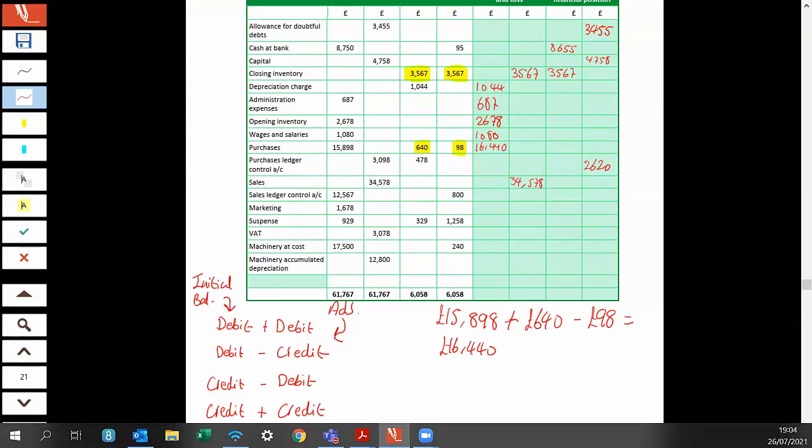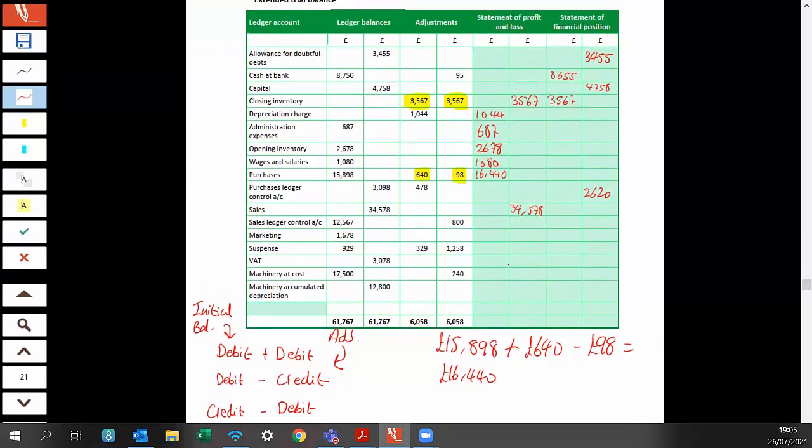Sales ledger control account. Well, we know where the purchase ledger control account sits. It sits on the SOFP. So the sales ledger control account stands to reason is going to be the same, isn't it? This is our asset. This is what customers owe to us. So we've got a debit balance of 12,567. We're going to deduct the credit adjustment of £800. That'll give us a total figure that we're going to transpose over of 11,767. Fantastic. We are getting there, not too far to go now.